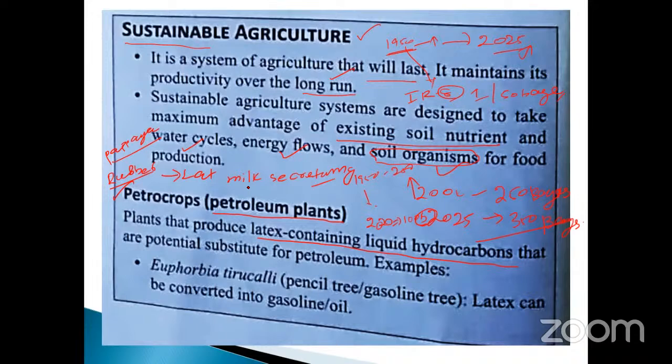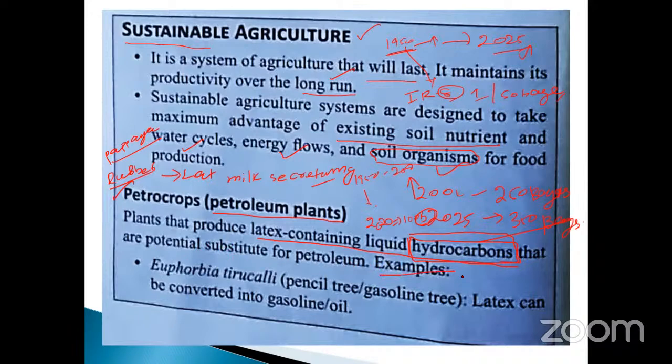Okay, latex vessel is there. It is also one of the special types of tissues present in the plants. They can be used for some other purposes. For example, rubber is used for many preparations like tires and so on. Likewise, some of the plants have latex containing liquid hydrocarbon. Hydrocarbon is also used as a fuel, a potential substitute for petroleum.